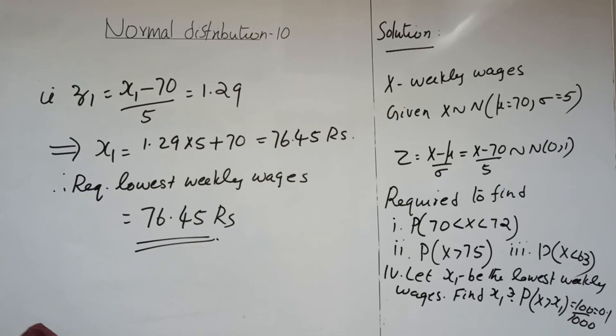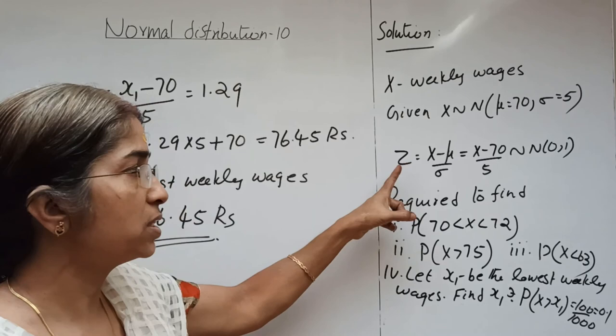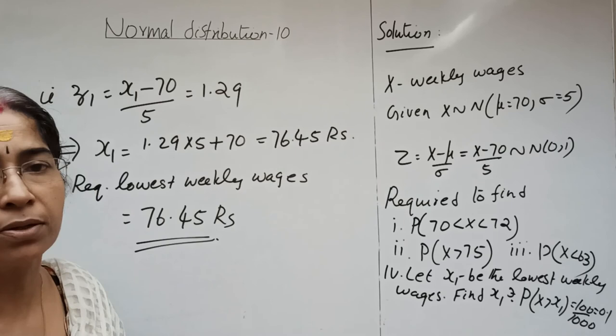Okay, so for any probability of x, we transform it to the standard normal curve, the standard normal distribution, and hence we can obtain these probabilities. Now we multiply all these values by 1000 in order to get the required number of persons. Okay, thank you very much.